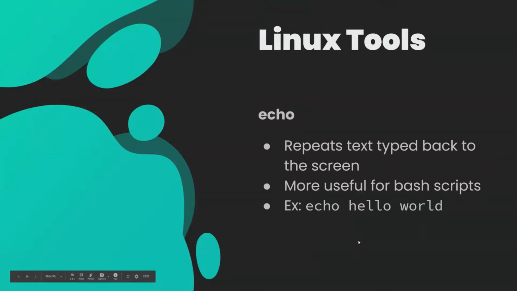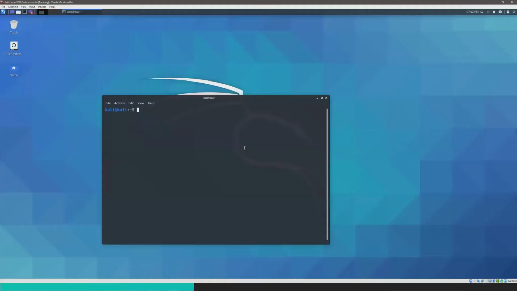Echo is another command. It repeats text typed back onto the screen. This is more useful for when you're making bash scripts. So let's say, for example, you're creating a script that automates a bunch of commands, and you want to print out to the user that this particular operation has completed. You would do echo, and then you would specify the text that you want to print out. A simple example would be echo hello world, and that just prints back hello world onto the screen.